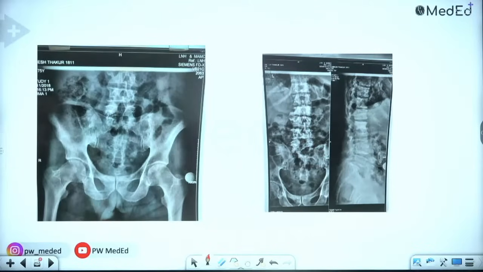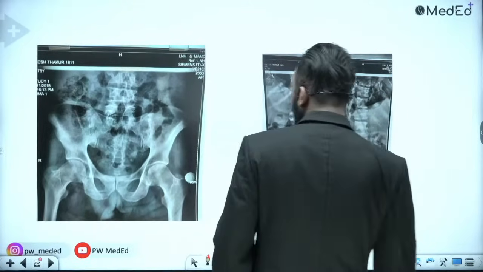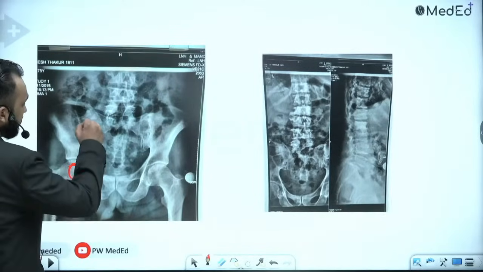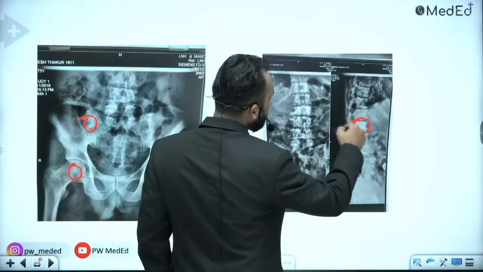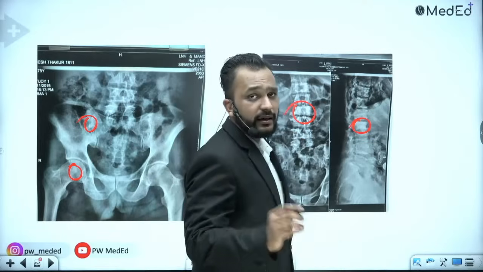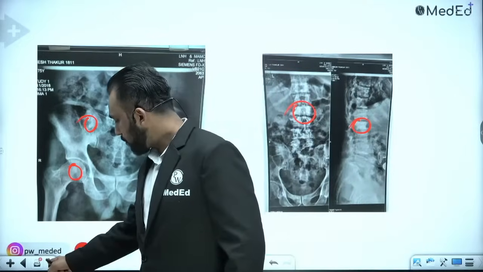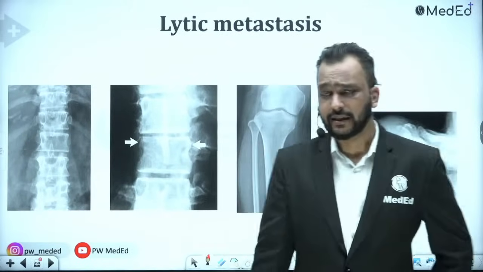Right. So this is an X-ray of the pelvis and X-ray of the LS spine. What we can see, multiple sclerotic areas can be seen in the hip, in the right sacroiliac joint, and within the spine also we can see multiple sclerotic areas. So these are nothing but your osteoblastic mets from the prostatic carcinoma.